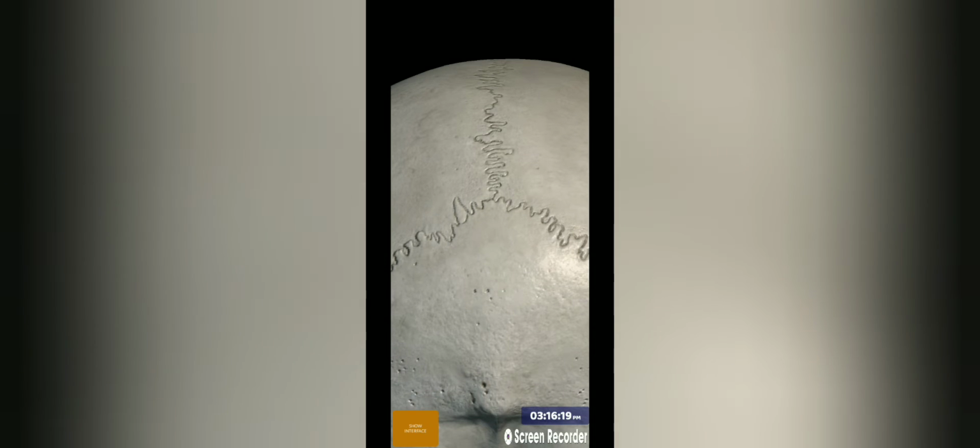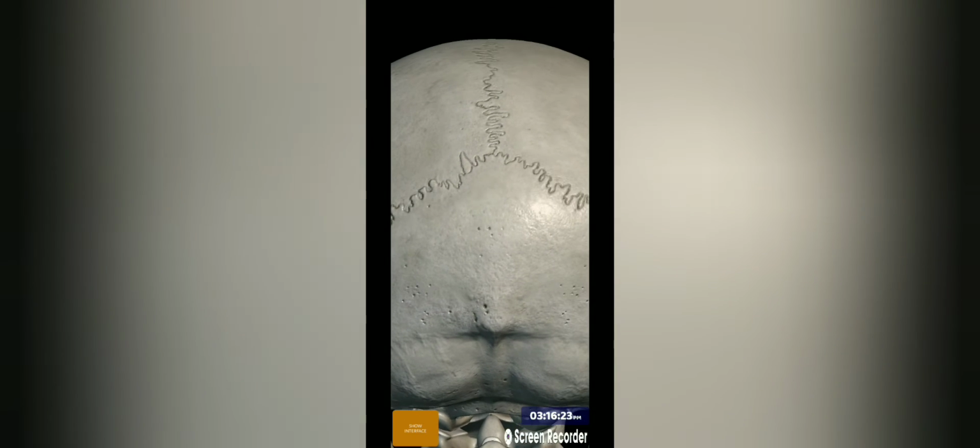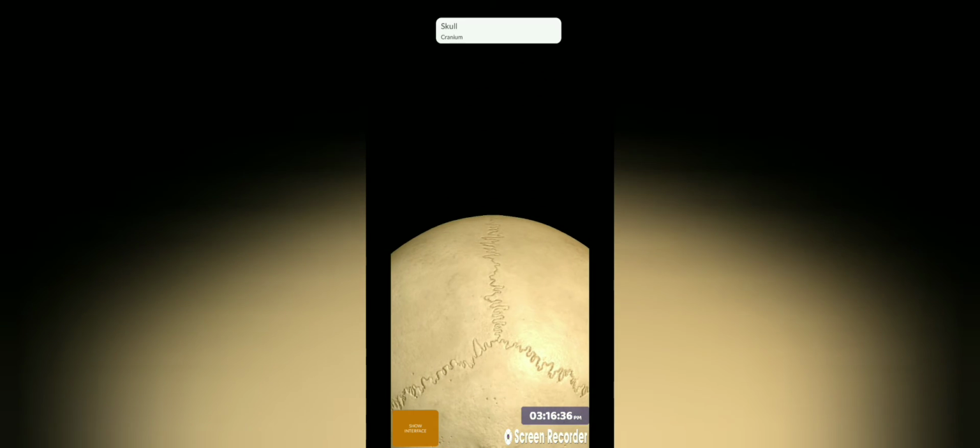Now coming to vertex. The highest point of the norma verticalis, which is best seen from the norma occipitalis, is the vertex. So you can see the most highest point is the vertex. See, this one is the highest point. The uppermost point of this arc is the vertex.